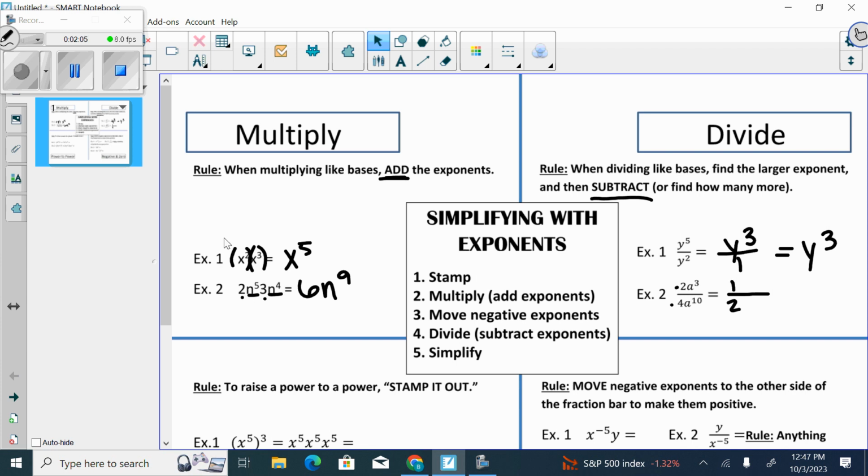Okay? And then what am I going to do with those exponents? Subtract them. So 10 and 3 would give us, and where's the bigger number? The bottom. So I would have a to the 7th in the bottom, right? So I just have 1 over 2a to the 7th. All right? Okay.